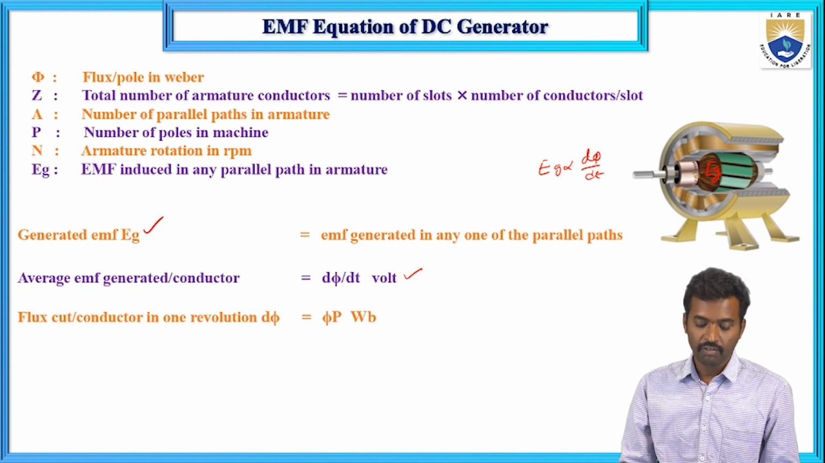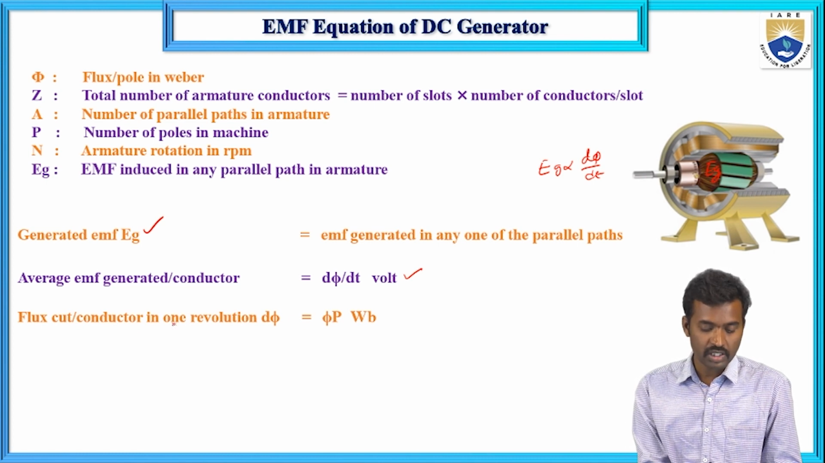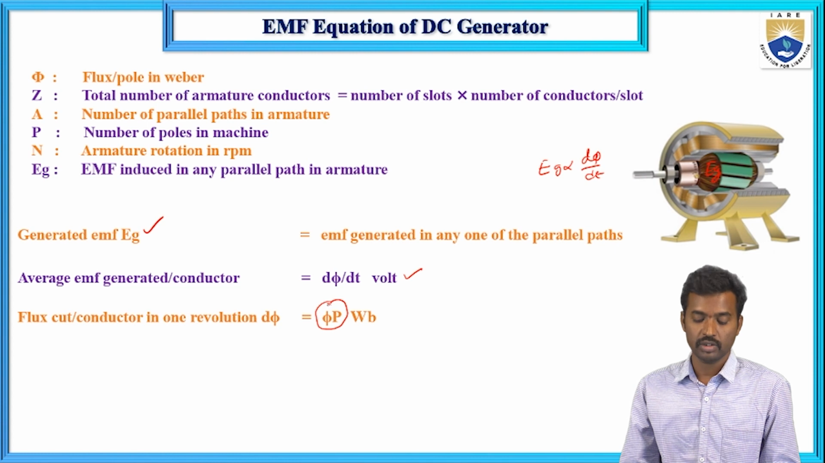Now here dφ/dt: the flux cuts the conductor in one revolution. At a time, only one pole cuts one conductor, one time. So the flux cutting the conductor in one revolution equals φ into P. This is most important. φ into P has units in Webers.